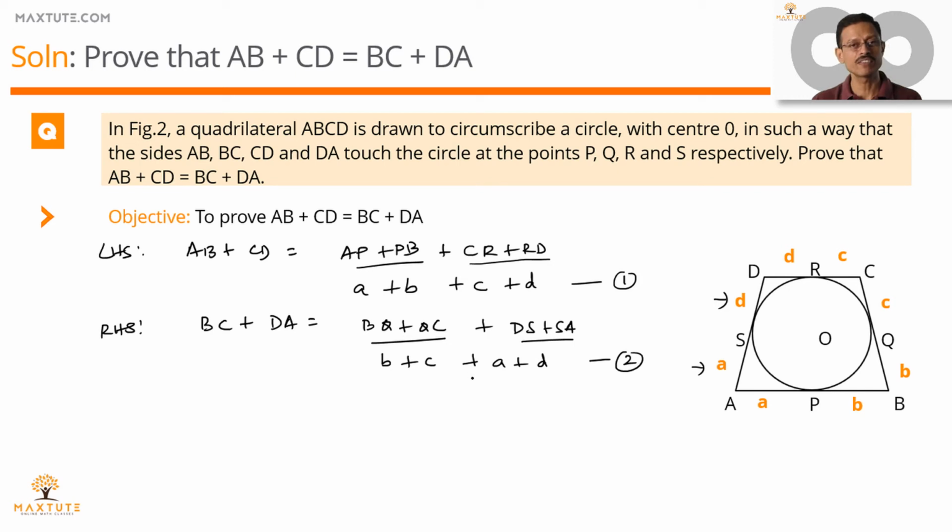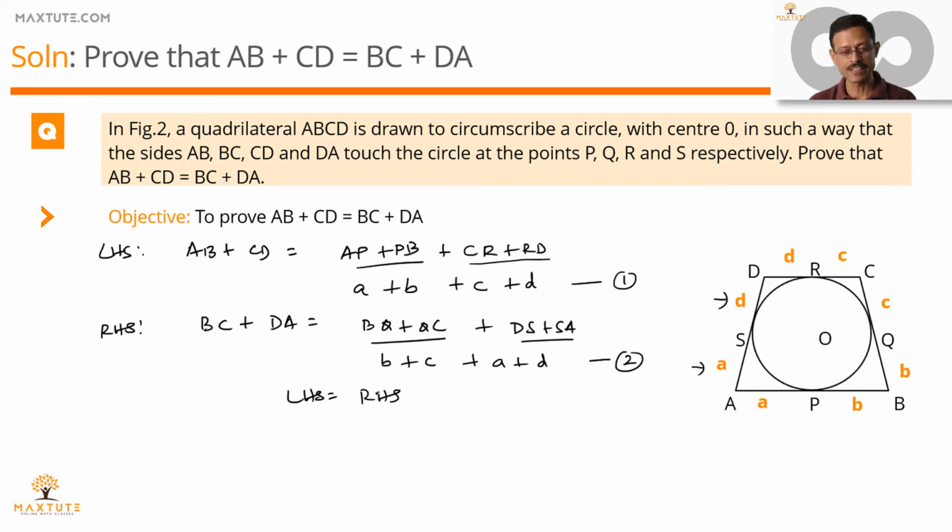Take a look at both these equations. Equation 1 is A plus B plus C plus D. Equation 2 is B plus C plus A plus D. By commutative property of addition, A plus B plus C plus D should be equal to B plus C plus A plus D, which means LHS is equal to RHS. We have proved what we have to prove.